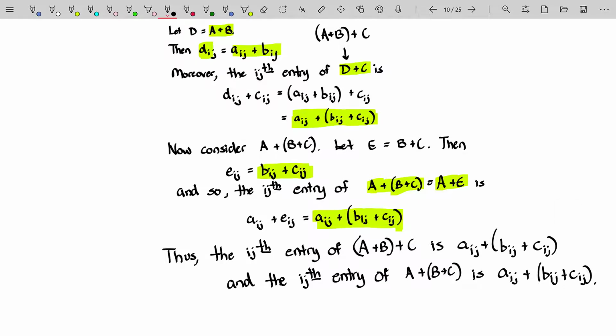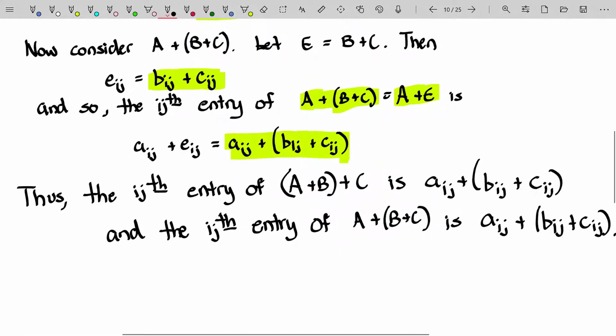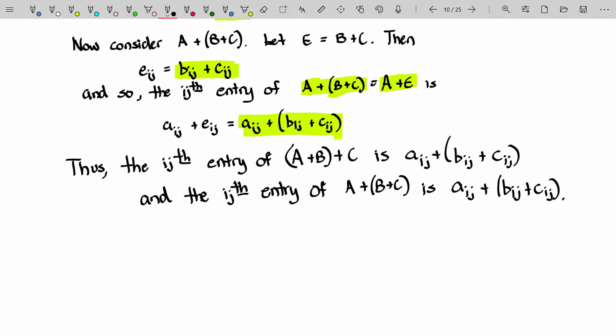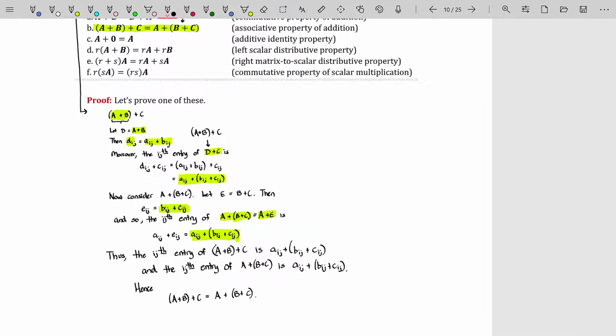Now that we have that written down, that the ijth entries of all those summations are exactly the same, that means those matrices must be equivalent, or those summations must be equivalent. Hence, the quantity A plus B and quantity plus C is the same thing as the matrix A plus the quantity B plus C. That seems very convoluted, but it's pretty rigorous.